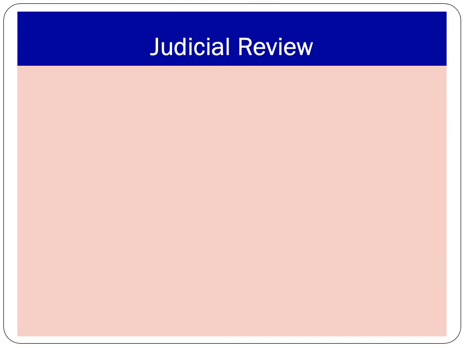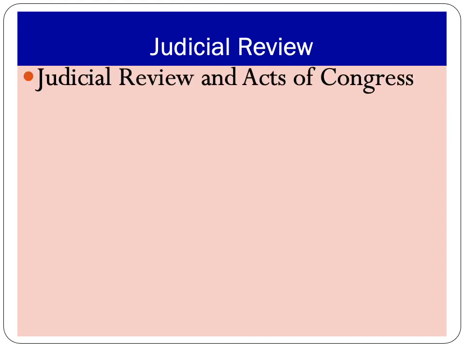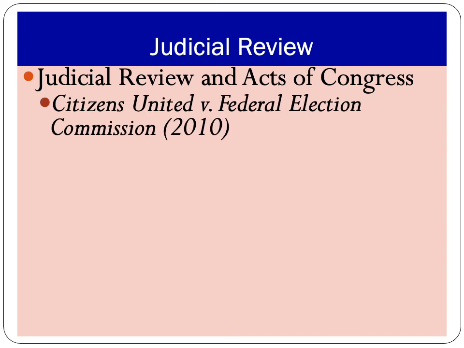So here are some examples of the different types of judicial review. The Supreme Court can review acts of Congress, right? They can look at those federal laws, and on review, if they find that they're unconstitutional, they can invalidate those laws. Citizens United versus the Federal Election Commission is a good example of that.